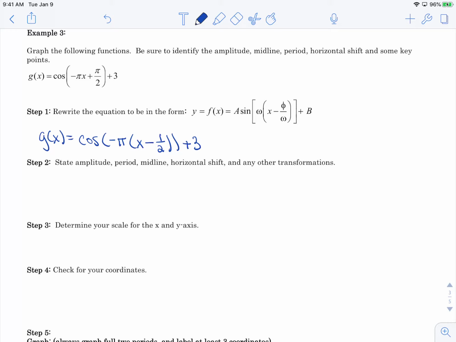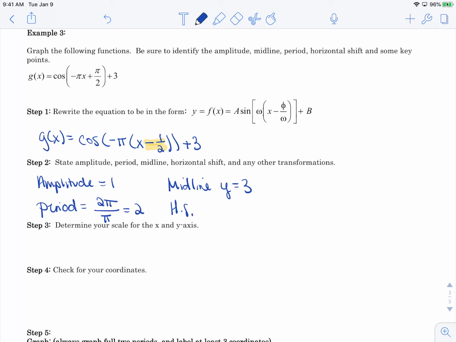All right, so we know our amplitude is 1. Our period is never negative, so we take our original period, which is 2 pi, and we divide it by pi. So we get 2. We know our midline is y equals 3. And we have a horizontal shift right here that goes right 1/2.